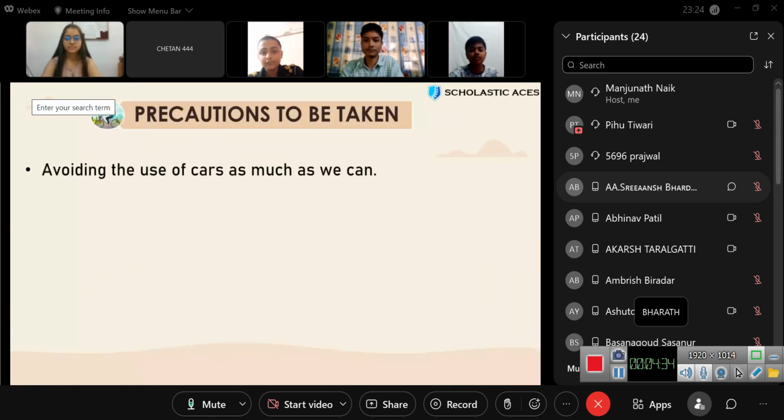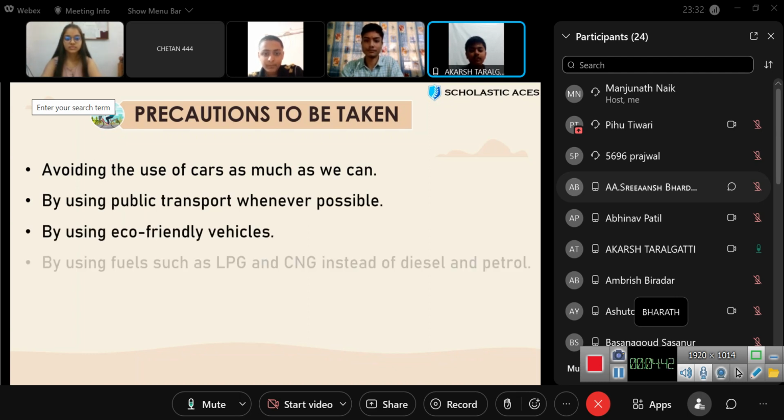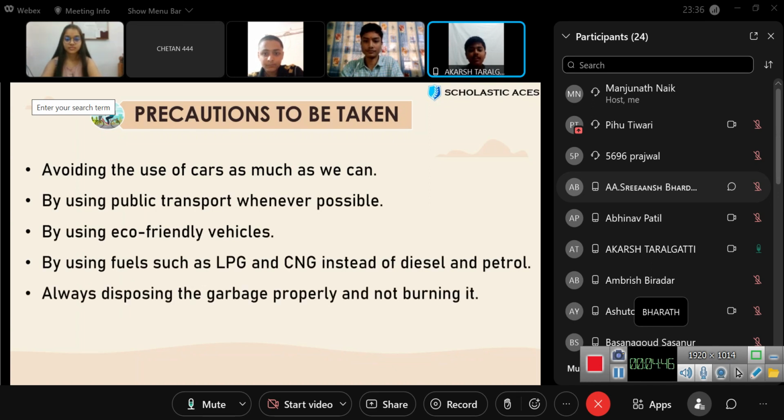These are the precautions to be taken: avoiding the use of cars as much as we can, by using public transport whenever possible, by using eco-friendly vehicles, by using fuels such as LPG and CNG instead of diesel and petrol, and always disposing the garbage properly and not burning it.